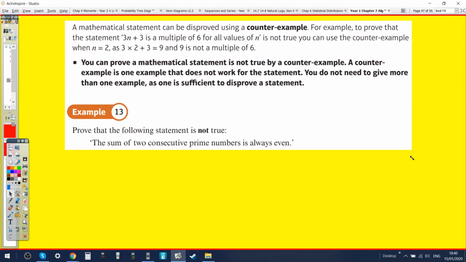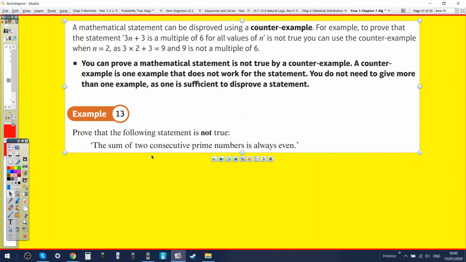Okay, proof by counterexample. Prove that the following statement is not true. The sum of two consecutive prime numbers is always even.